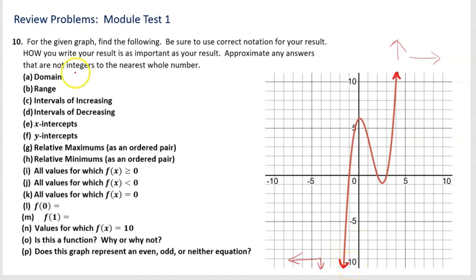So what does that mean? The domain is negative infinity to infinity. Remember, that's my left to right. The range, low to high, is also negative infinity to infinity.